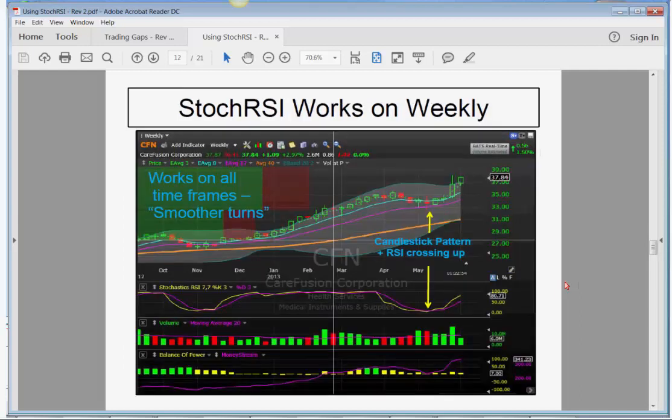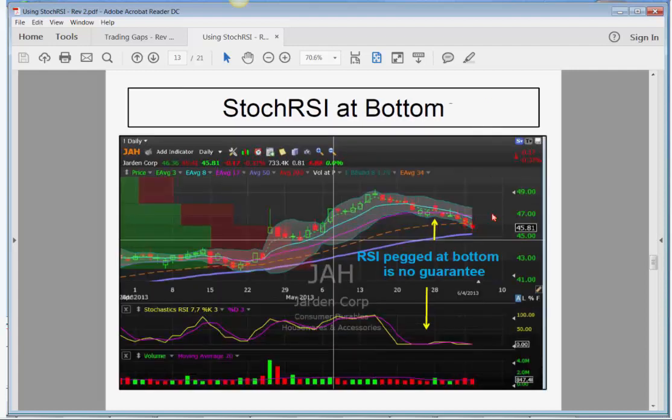Hey, stochastics RSI works on a daily. It works on the intraday charts, and it works on a weekly chart too. On the higher time frames, it gets smoother turns. It takes a little longer to come down and a lot longer to play out. But you would expect that with a higher time frame. And I've said this already. RSI pegged at the bottom is no guarantee it's going to go back up. People who try to use these curl ups as their only confirmation are going to lose money.